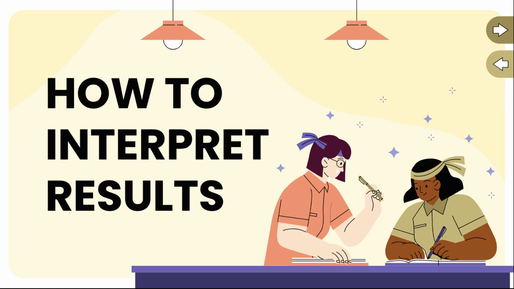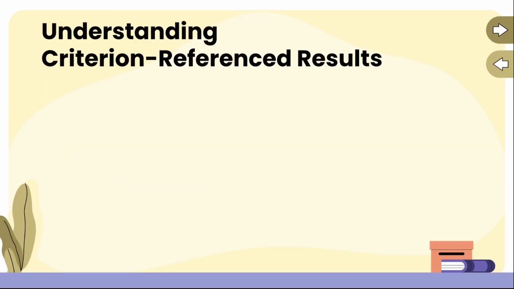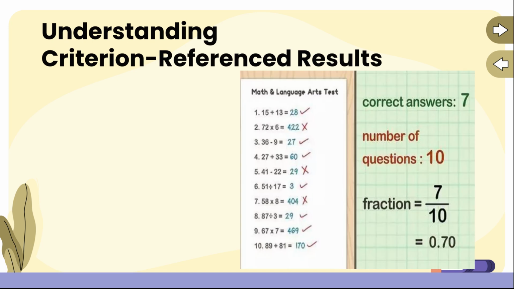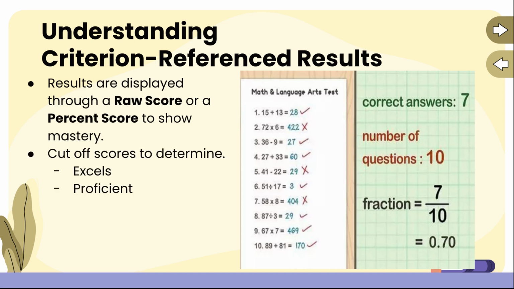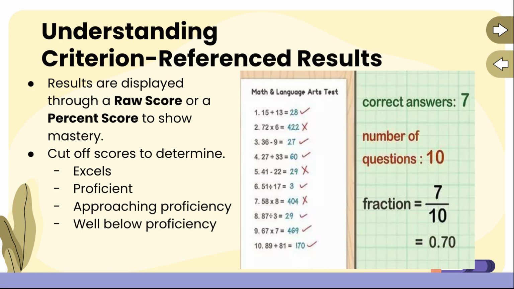Now we'll discuss how to interpret the results. For example, if your student takes a 10-question music test and they get 7 of the 10 correct, their raw score is a 7, and we would convert that raw score into a percent score by taking a ratio of 7 to 10 and giving them a percent score of 70. Many times, teachers or schools have set cutoff scores to determine if a student is excelling, proficient, approaching mastery, or below proficiency, which will help them address the areas of instruction that need to be revisited.